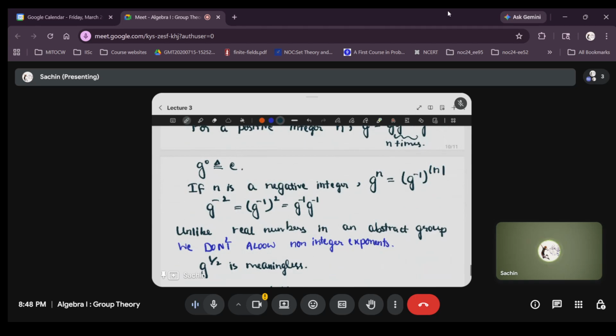When n is a negative number, it's actually multiplying g inverse a positive number of times. So this two means twice here, with some other integer n, absolute value of n times.